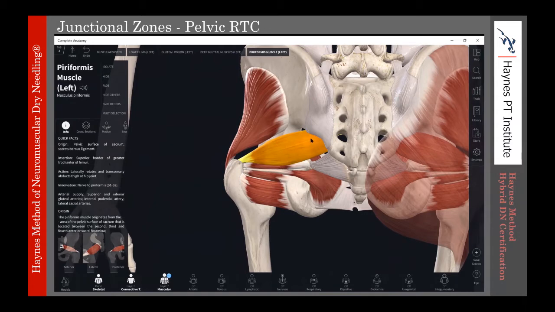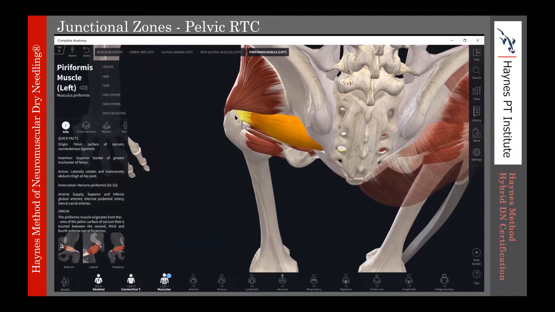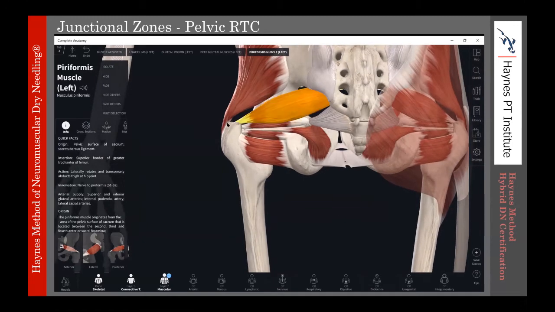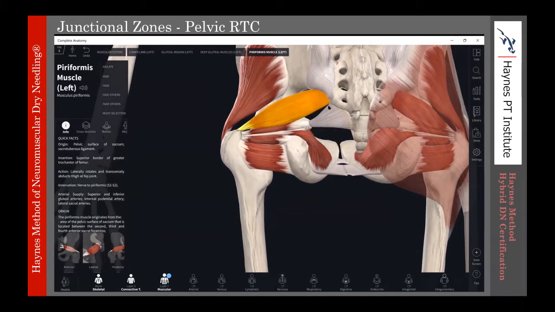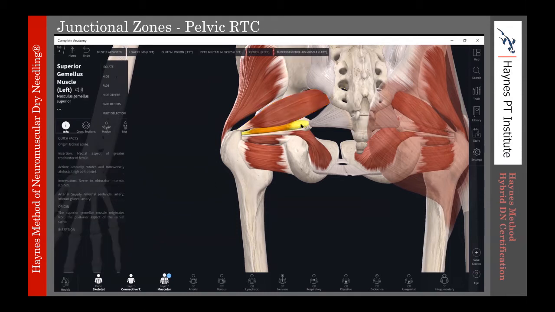So when needling this, it's important to realize that it's not out lateral, it's on the medial aspect. And so to properly needle it, you have to come a little bit more medial to get into the bulk of the muscle. Also be cautious with the piriformis of the sciatic nerve exiting the sciatic foramen as it comes down and travels right through here. So its action is it laterally rotates and transversely abducts the thigh at the hip joint. We'll move inferior to that, and then we will see the superior gemellus inserts on the medial aspect.